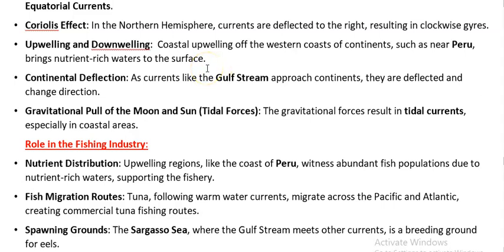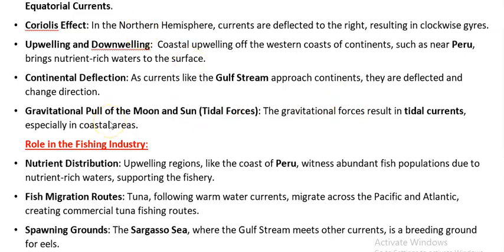Now, apart from this continental deflection, we know that some unseen force is also deflecting these tides or these ocean currents. That is the gravitational pull of moon and the sun. Okay, that is creating these tidal currents, because of this particular gravitational force of attraction.